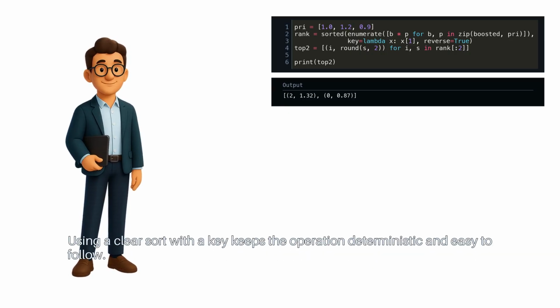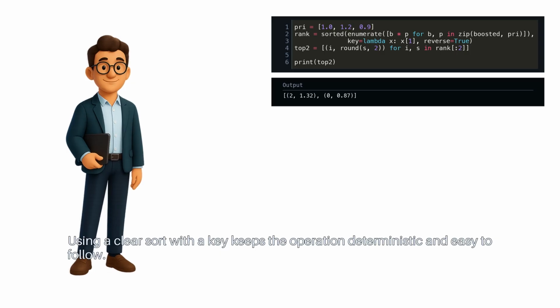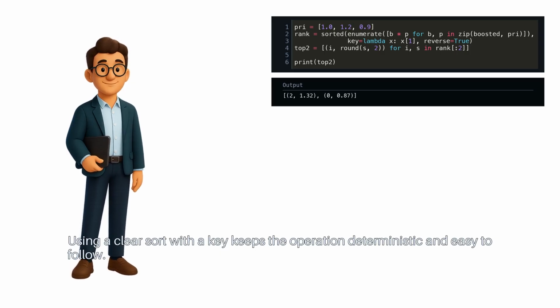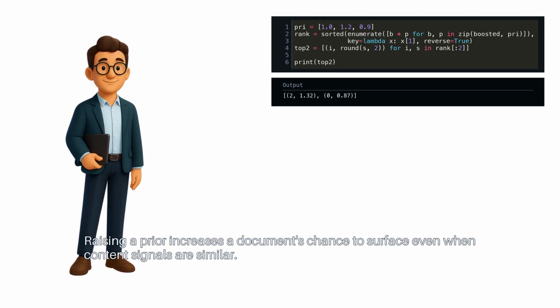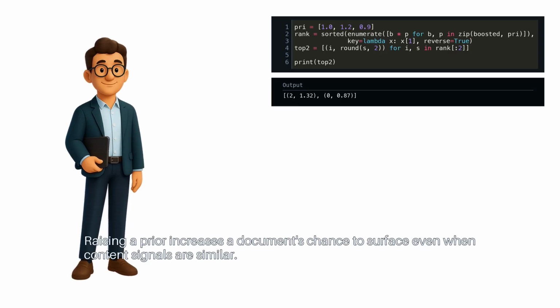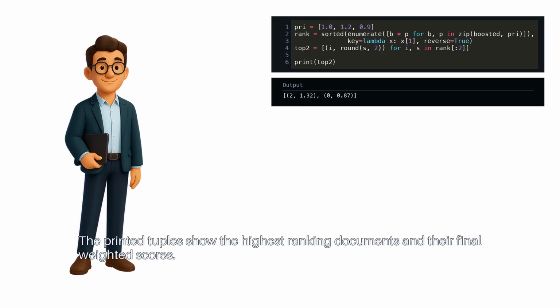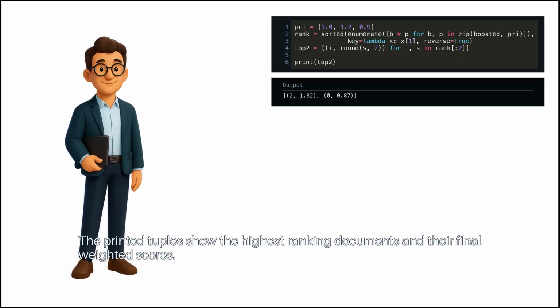Using a clear sort with a key keeps the operation deterministic and easy to follow. Raising a prior increases a document's chance to surface, even when content signals are similar. The printed tuples show the highest ranking documents and their final weighted scores.